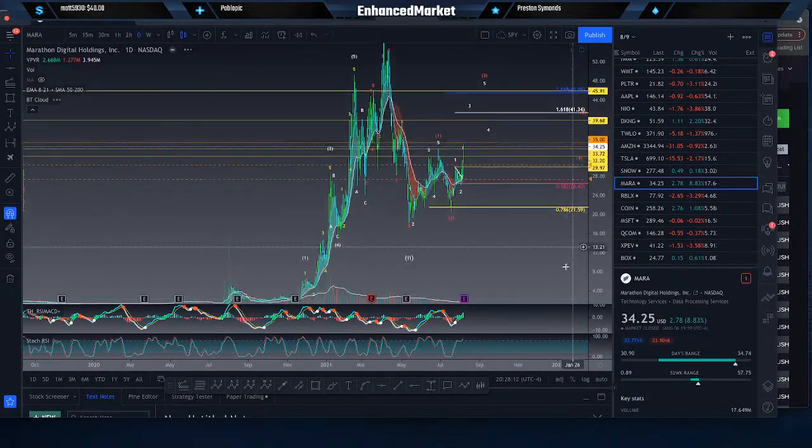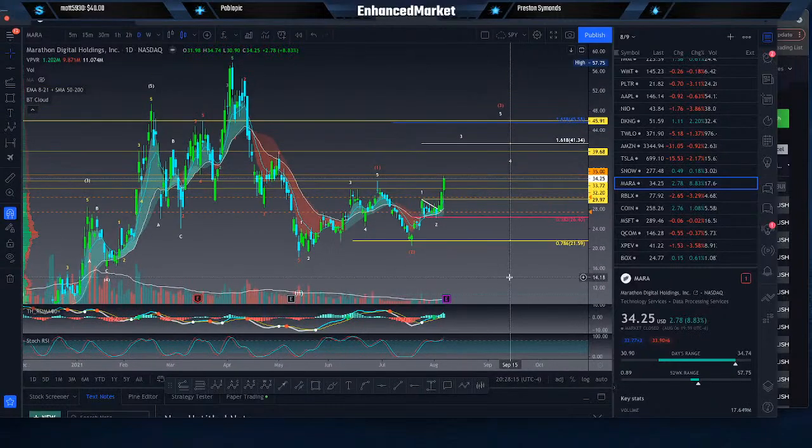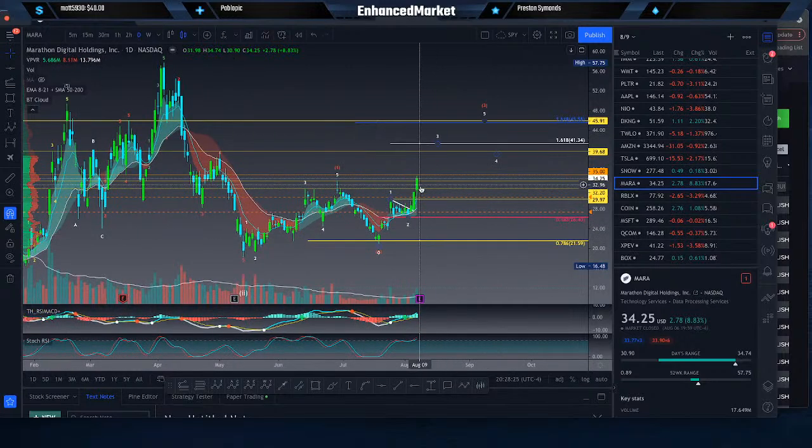Still have it. I'd like to see some consolidation here as we are right above this previous resistance point. So maybe 1 or 2 days of consolidation before moving higher would be ideal. But since this is wave 3, we totally can rip higher.